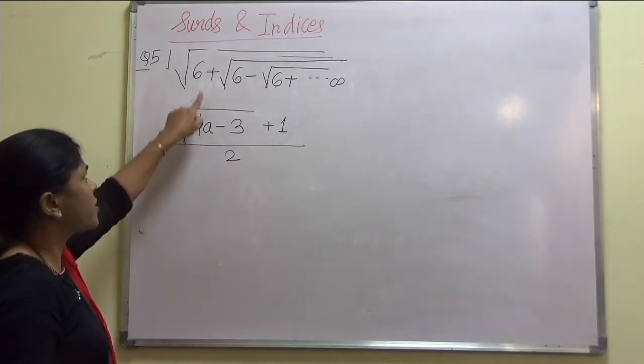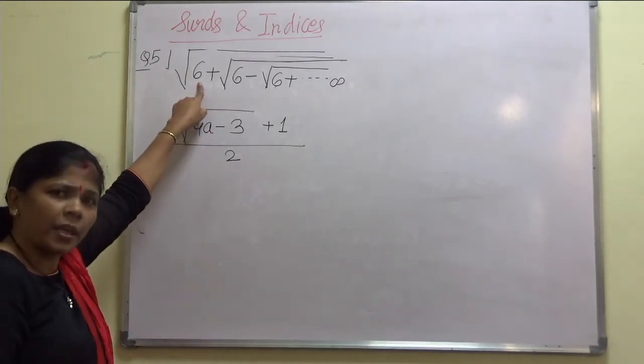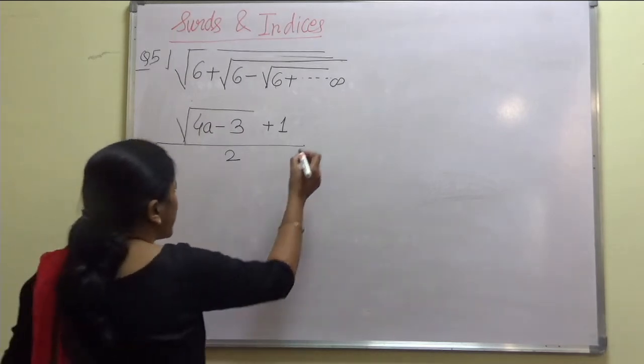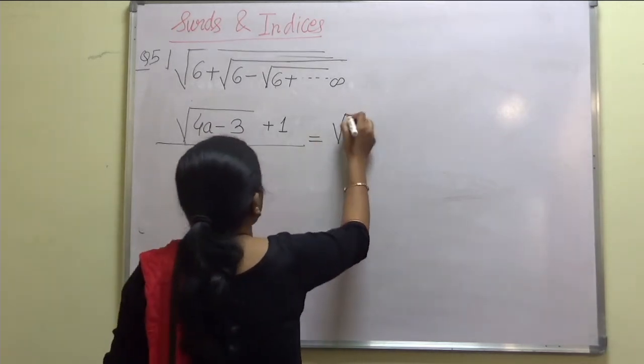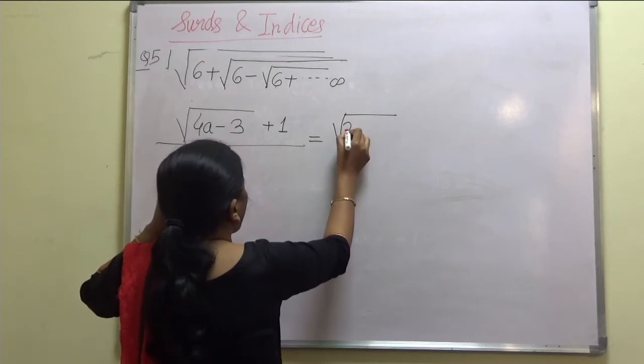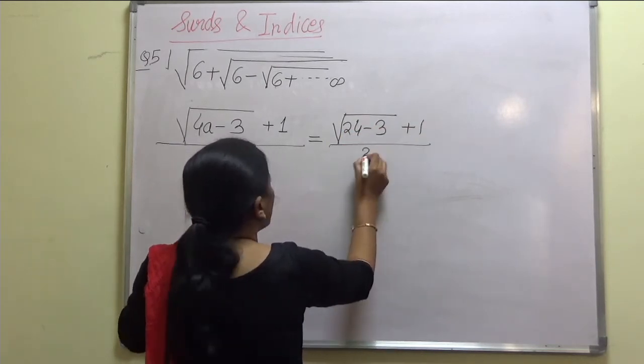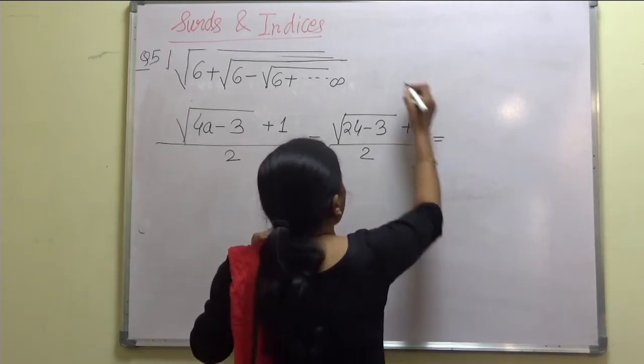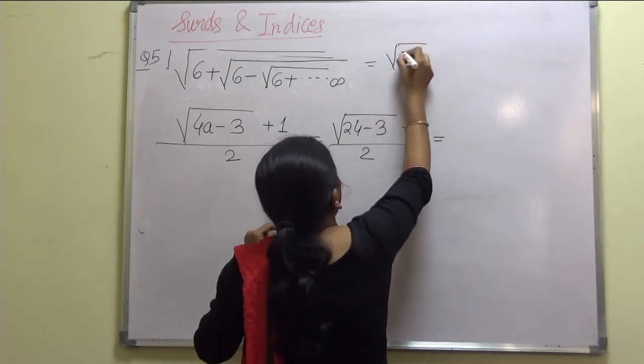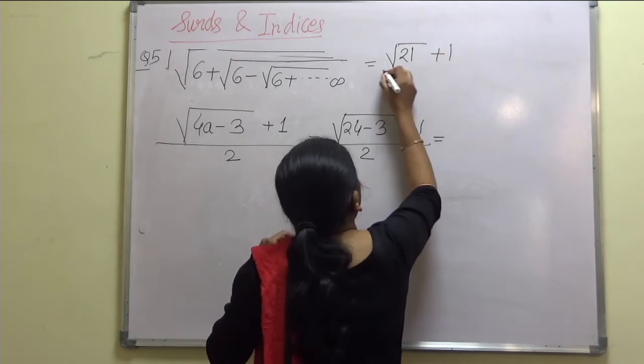Now what is a? a is obviously this number, that is 6. So let us see what the simplification of this will be. So it will be nothing but a is 6. So 24 minus 3, then plus 1 upon 2. So what does it come out to be? So the answer is nothing but under root of 21 plus 1 upon 2.